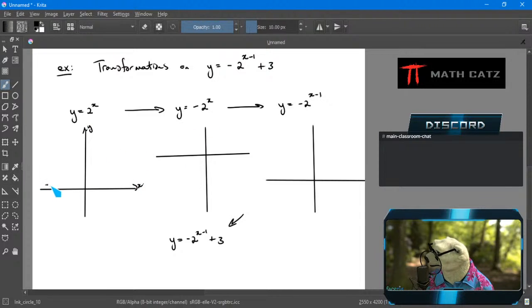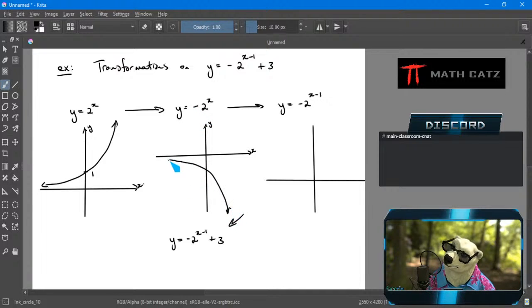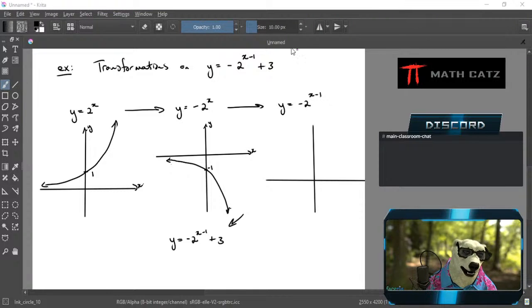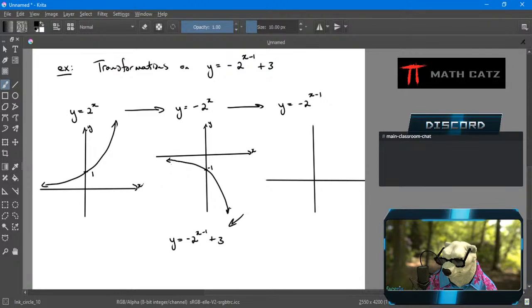Okay, so I have my basic exponential shape, indicate the y-intercept at the very least. Then, when I multiply the right-hand side by a negative 1, it flips it vertically. So now I'm going to have a shape like that, just flipped around, and my y-intercept will be negative 1. Then, when I replace x with x minus 1, that shifts everything to the right by 1 unit.